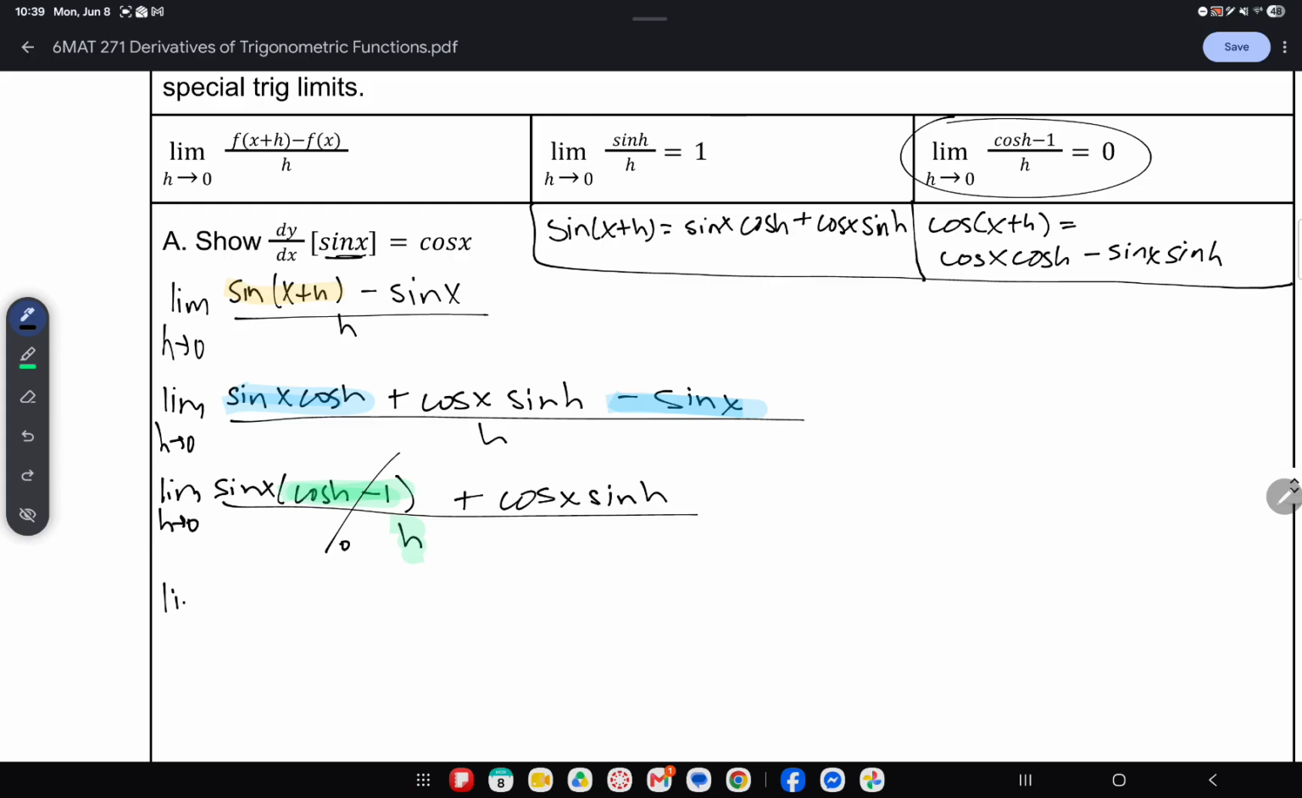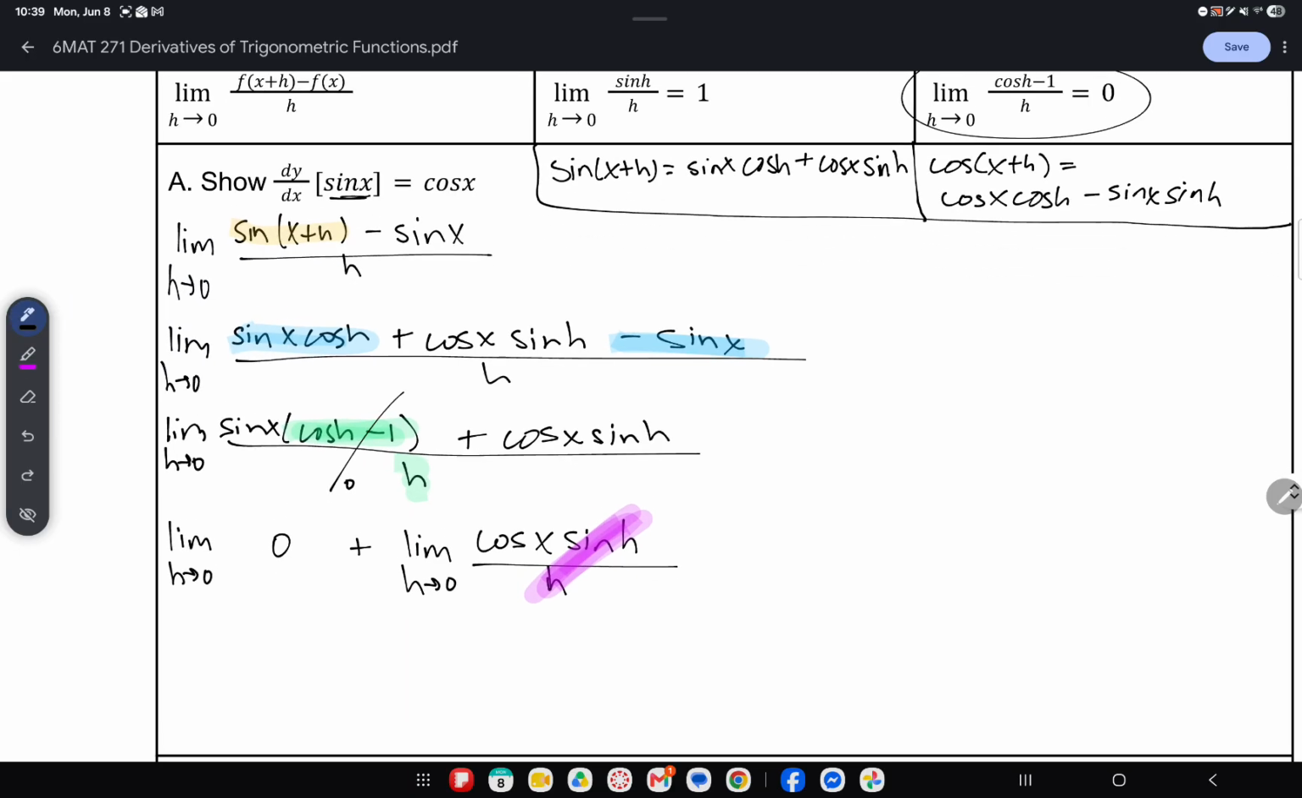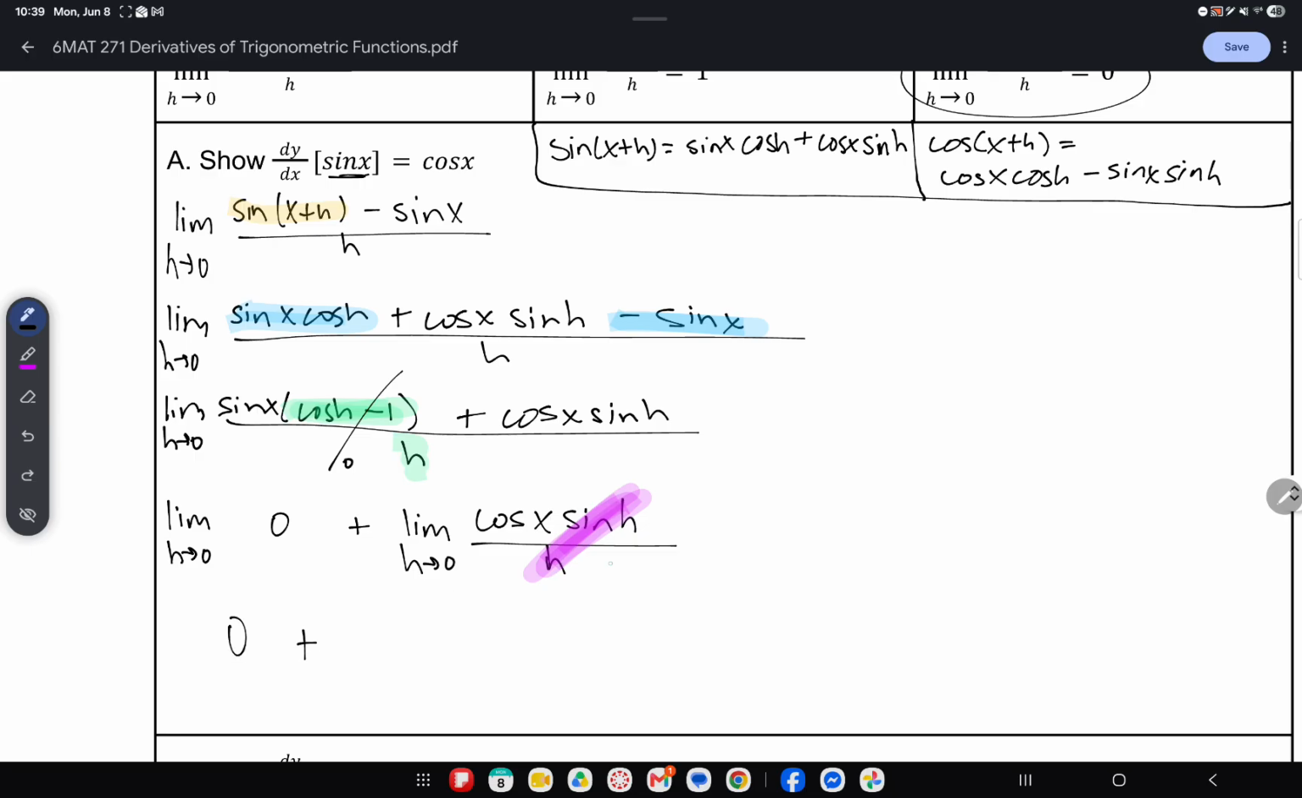And I should really break that up. So I have the limit as h goes to 0 of now 0 plus the limit as h goes to 0 of cosine of x sine of h all over h. This is the other trig limit, right? So it's going to be 0 plus that goes to 1, so that's going to leave me with the limit as h goes to 0 of cosine of x, which is just going to be cosine of x. Kind of cool.